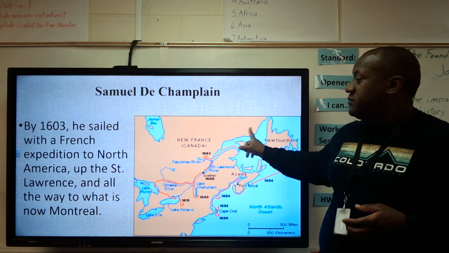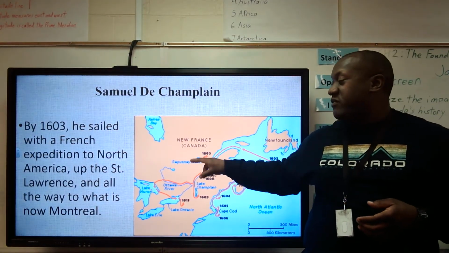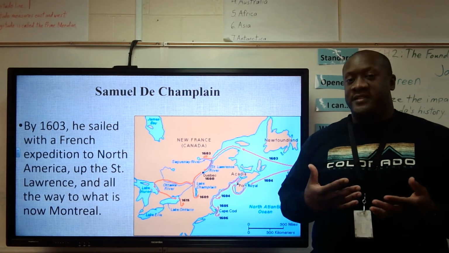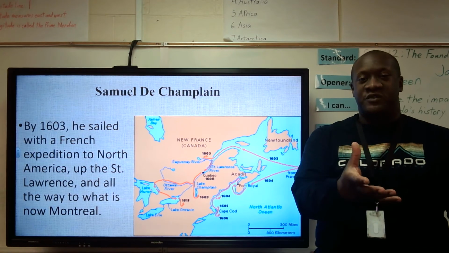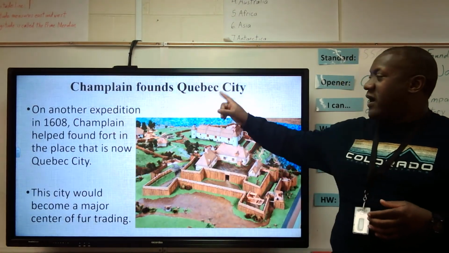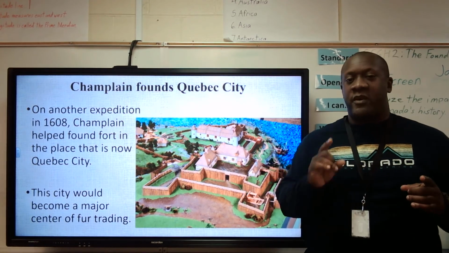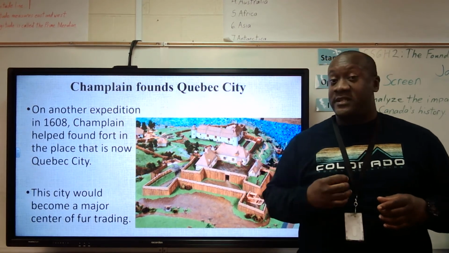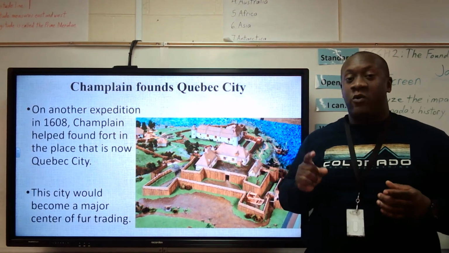By the way, when it says up the St. Lawrence River and all the way to what is now Montreal, that's the key. He goes to the place that the city of Montreal is now built on. All right, on another expedition in 1608, Champlain found a fort. And by the way, when we say found, it should say founded. He built a fort in the place that is now Quebec City.